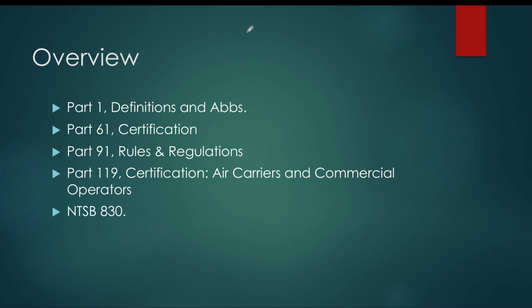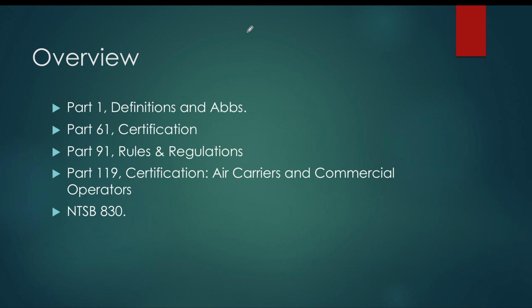Part 1 talks about definitions and abbreviations. Part 61 is certification. Okay, that's how you get your license. Part 91, these are all the different rules and regulations under Part 91, general operating rules and regulations. That's how you lose your license. And we'll talk about a whole bunch of others.